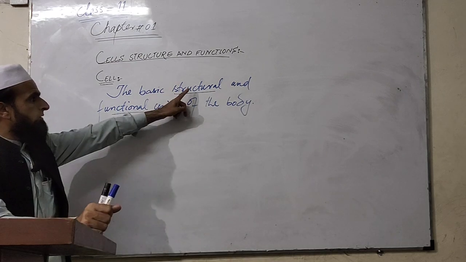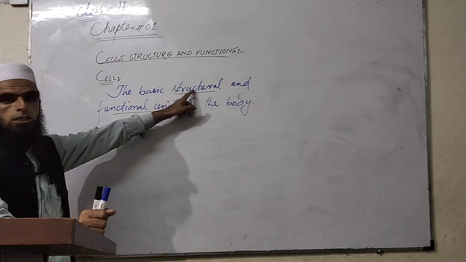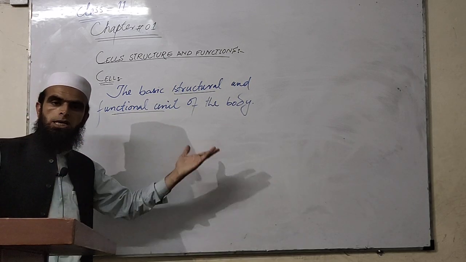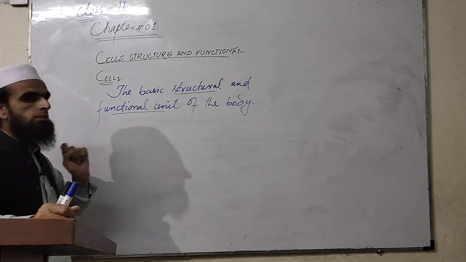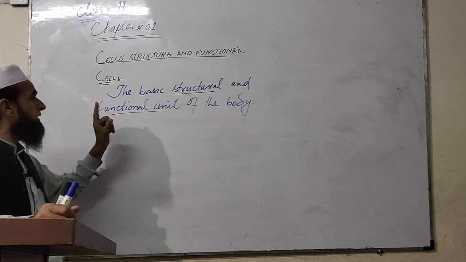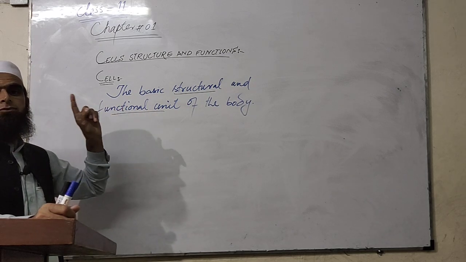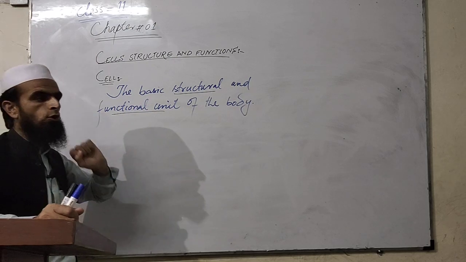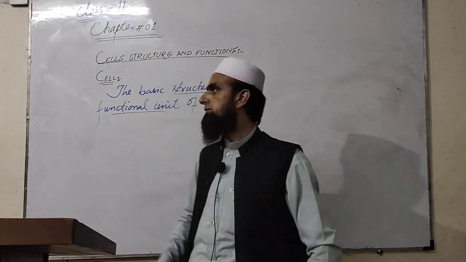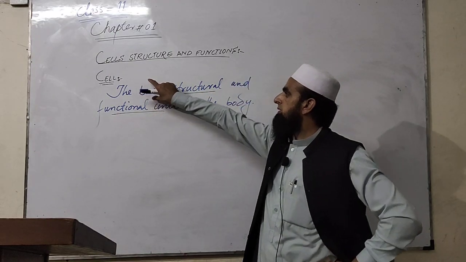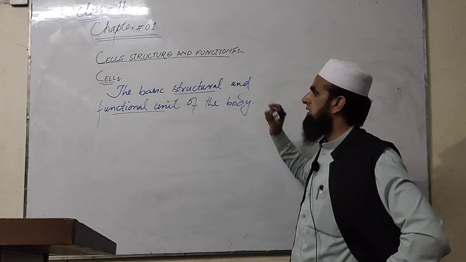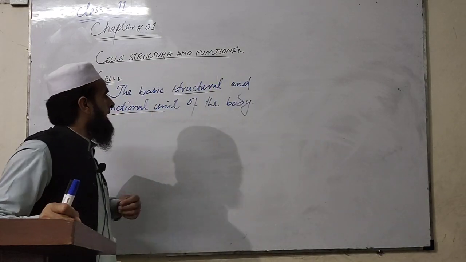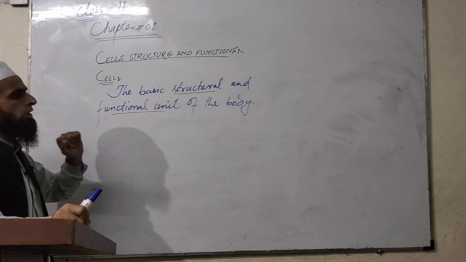So it is called a structural unit because the whole structure of the body, or the structure of different parts of the body, has been made of cells. Similarly, it is called a functional unit because the function of the different parts of the body is performed basically by the cell. Therefore a cell may be defined as the basic structural and functional unit of the body.